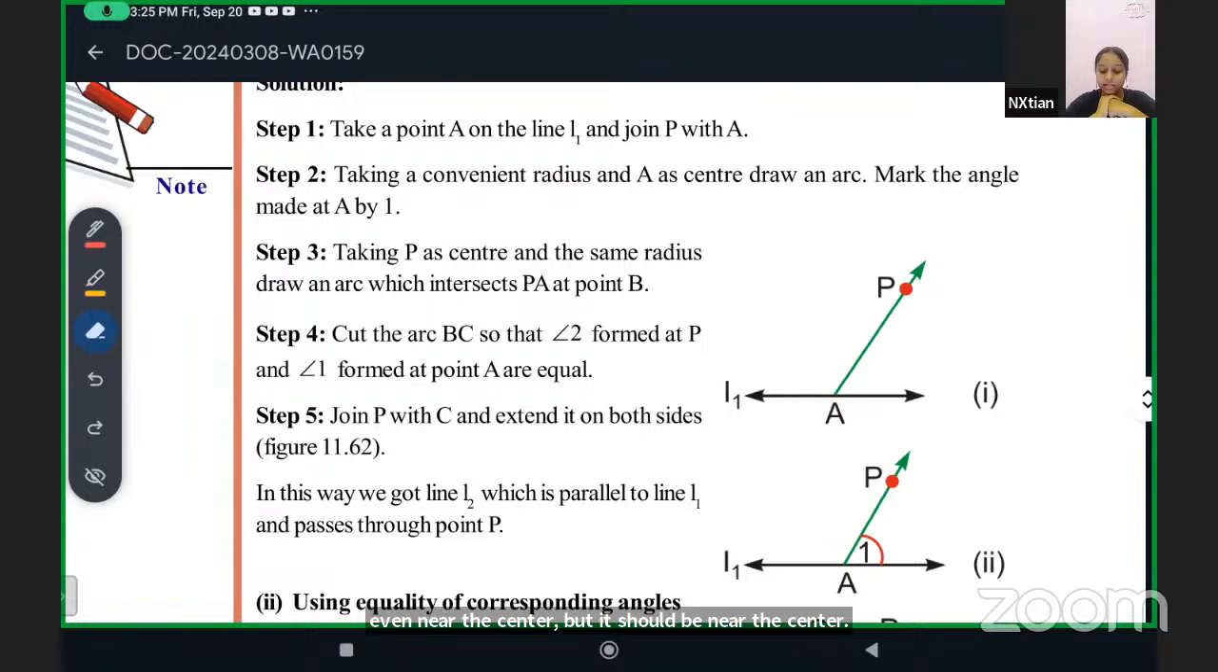Now take your compass and put the compass point on A. Put the compass point on A.